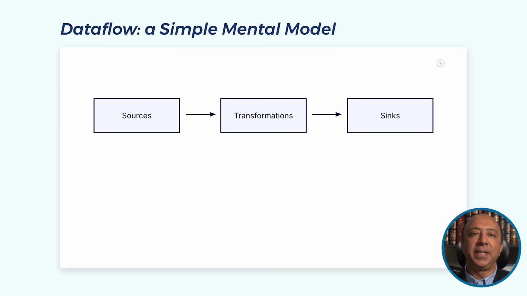Before we get into the nitty-gritty of the architectures themselves, let's agree on a simple mental model that we can use to evaluate all of them. Strip away all the vendor names and buzzwords for a second. Whether we're moving petabytes once a month or gigabytes every second, every data pipeline we build is effectively a directed graph. We have sources, where the data comes in, databases, Kafka topics.